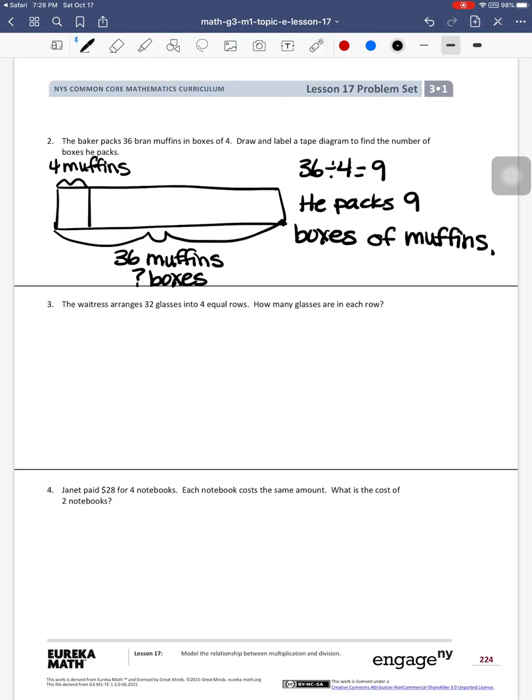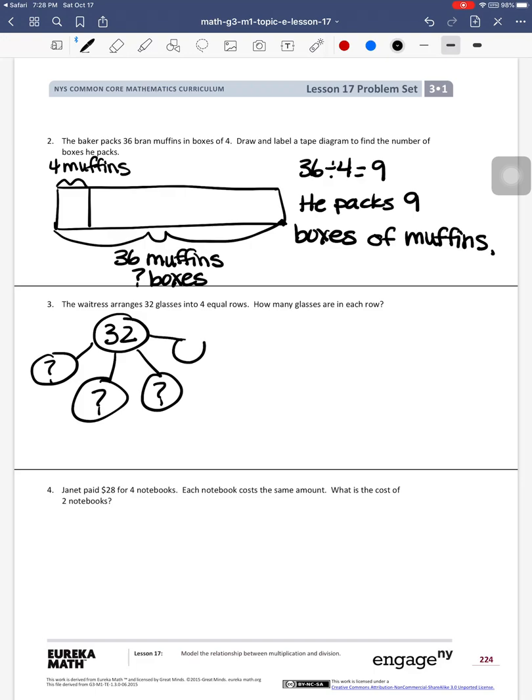All right, 3. The waitress arranges 32 glasses into 4 equal rows. How many glasses are in each row? Well, I'm going to use a number bond. So I know 32, okay? And I know we have 4 equal rows. We just don't know how many are in each row. So I'm going to make 4, but question marks, because we don't know what that number is. So I can do 32 divided by 4 equals, what does that equal? Right, 8.